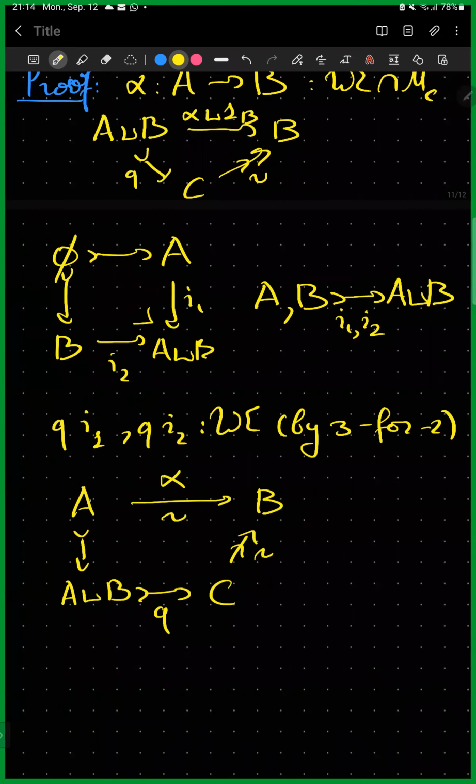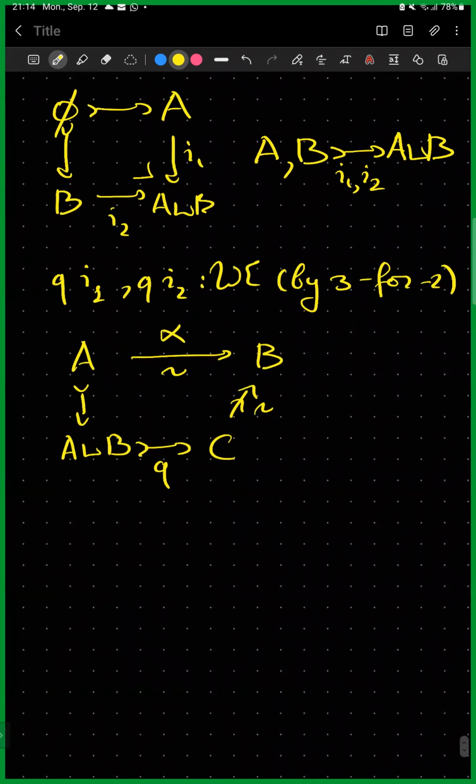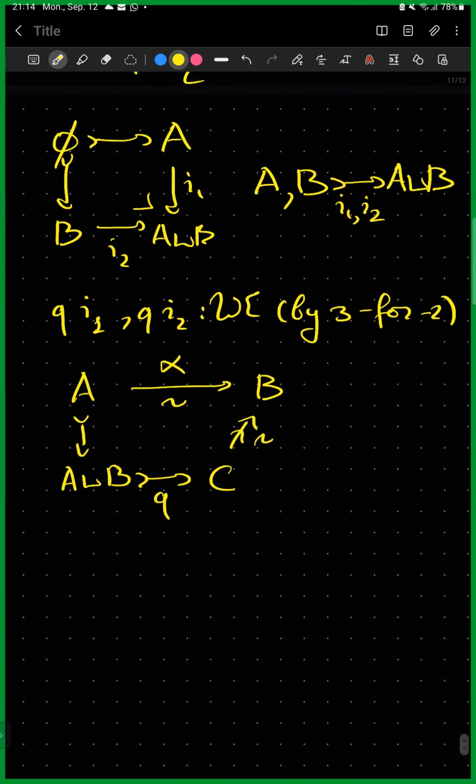Yeah, so we see that A to C fits into this diagram, and hence it is also a weak equivalence. For QI2, it is even more simple. Okay, so we also observed that QI1 and QI2 are both cofibrations. Well, for obvious reasons, we have a composition of two cofibrations.